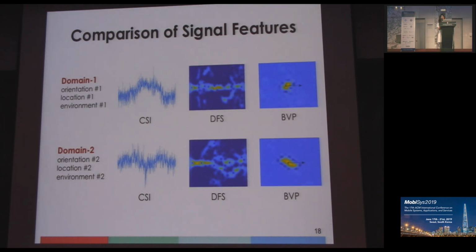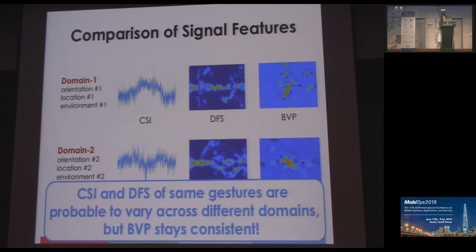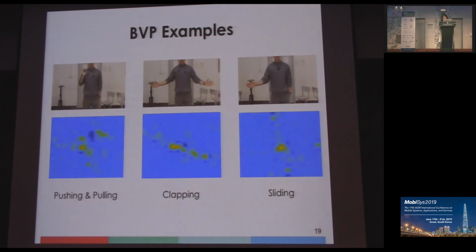Finally, let's check BVP. We can see that even if gestures are performed in different domains, BVP varies in the same tendency. So we can draw the conclusion that CSI and DFS are probable to vary across different domains, but BVP still stays consistent. Here we also exhibit BVP examples of different gestures. We can see that BVP is a distinct feature to differentiate different gestures.